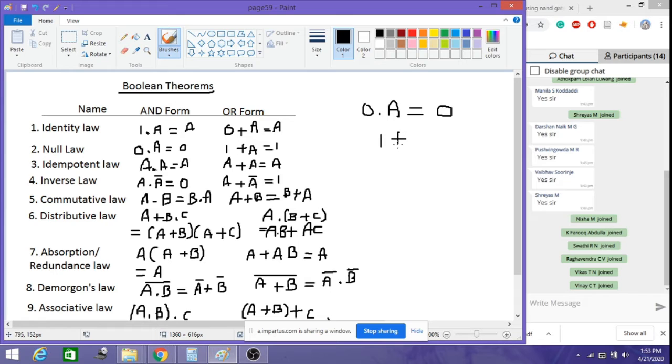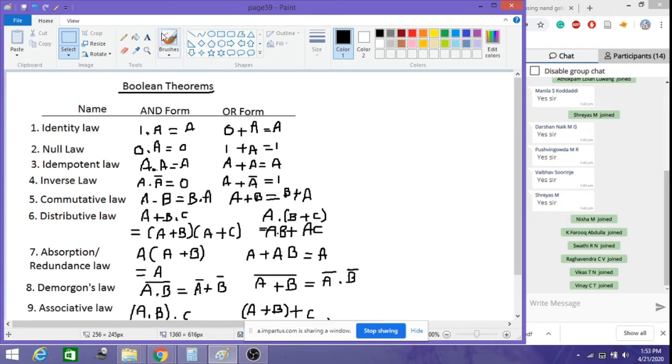Whereas 1 plus A, in the OR form, whatever the input A may be, it doesn't matter, because once you are adding with 1, it is a logical OR operation, so the output is always 1, because 1 plus 0 is 1, and 1 plus 1 is also 1. This you have seen in the OR gate operation. When any one of the inputs is 1, the output is 1. So this is the null law.